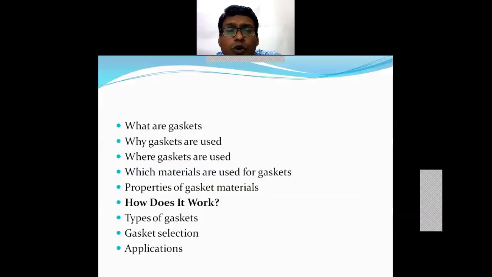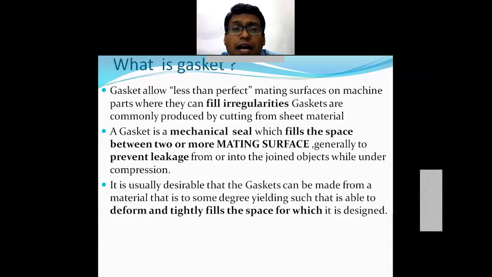Now we are going to understand what gaskets are, why gaskets are used, where these gaskets are used, which materials are used for gaskets, then the properties of gasket material, how gaskets work, then the types of gaskets, selection of gaskets, and the applications related to gaskets that we are going to discuss. So first, what is a gasket?